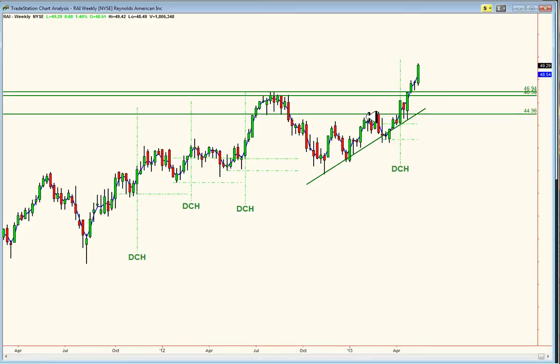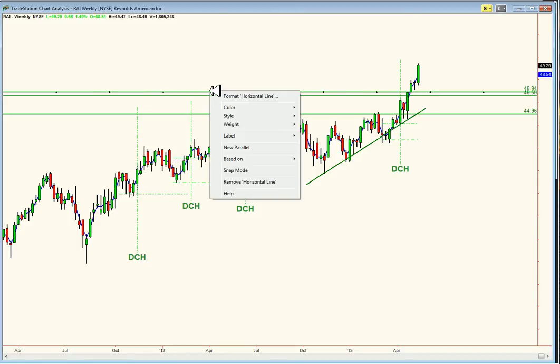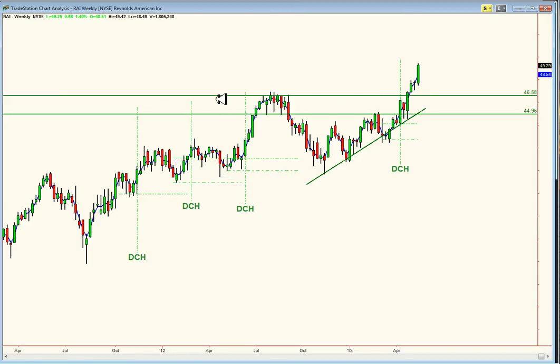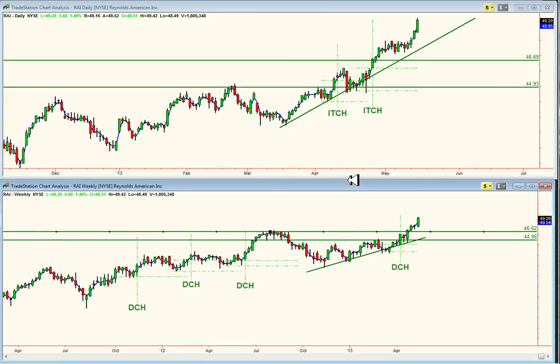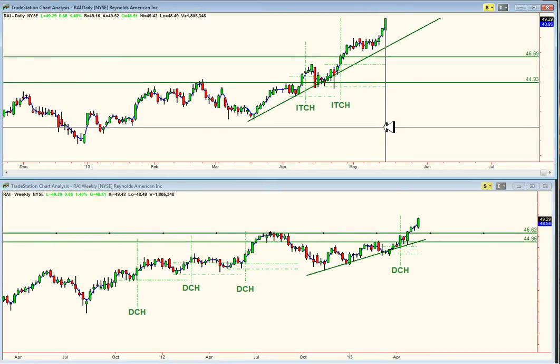In other words, you have a DCH here, but it's already had a move up to a resistance level, and I've drawn some lines here. Let's just move one of them. And so what we want to see as it moves up to the resistance level is we want to see it either rest below that breakout level or break out and come back and test and give us a trade. So when we look at RAI on the daily, you can see how that's worked out.